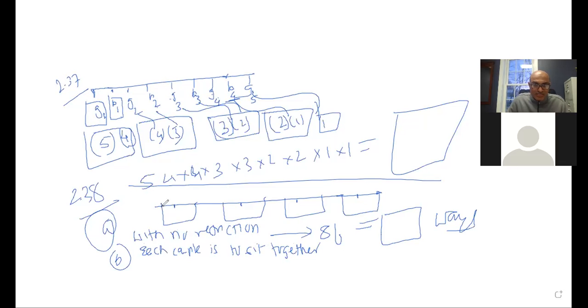B part. Each couple is to sit together. That means suppose this is boy and girl. So they are sitting together. Boy and girl, boy and girl, boy and girl. They are sitting together, right? But you can interchange also, that here boy and girl, so here girl and boy, right? So you can interchange this part. So there are 4 factorial ways. 1, 2, 3, 4. One is four factorial ways.